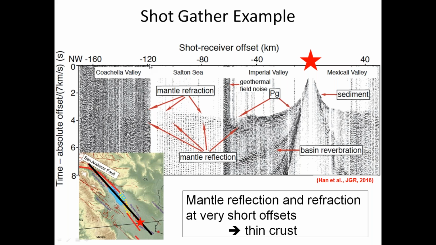At offsets negative 120 to about 65, you can see the recording is more sparse, which is OBS recording in the Salton Sea. Coachella Valley in the west, on the left, has bigger noise, so we only have recordings near the shoreline. We observe mantle reflection PmP at offsets greater than 40 km, and we observe mantle refraction at offsets greater than 17 km. Those reflections and refractions at very short offset indicate a very thin crust in the Imperial Valley.